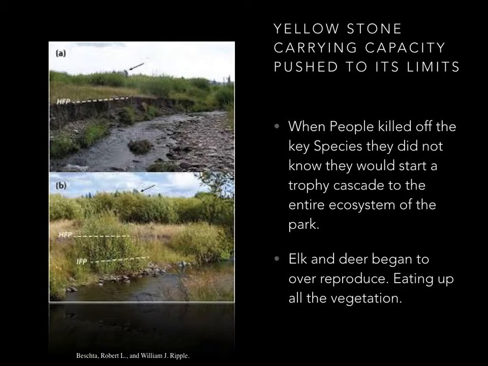Elk and deer began to over reproduce by eating all the vegetation. And as you can see in the pictures above, the first picture, which is A, is really pertinent to this slide. You can see all the vegetation that these deer and elk were eating and the way they changed the flow of the stream.